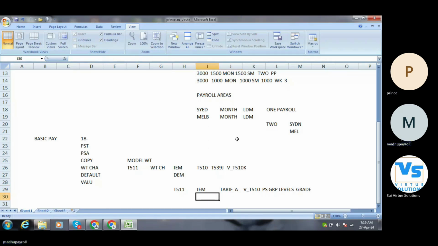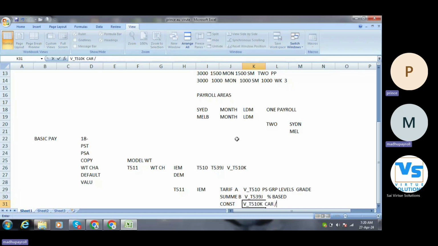In the T511 table, if you maintain SOMAY, that is percentage based, V_T539J table. There you have to specify percentage based, like in India, HRA 30%, 20% on basic pay or whatever the wage type is. So in the T511 table, if you maintain it, in the V_T539J table you are going to maintain percentage based. And again, in the T511 table, if you maintain CONST, then you have to specify it in the V_T510K table.